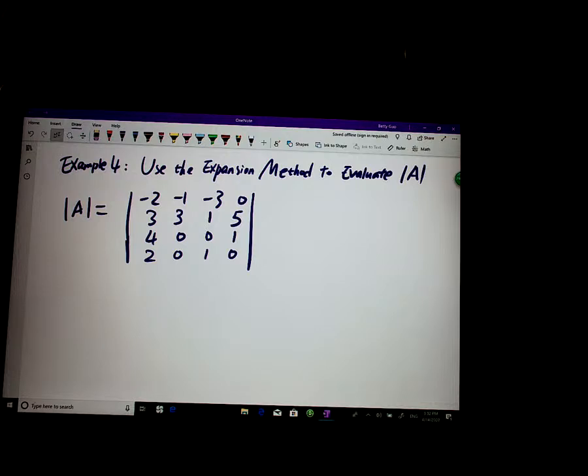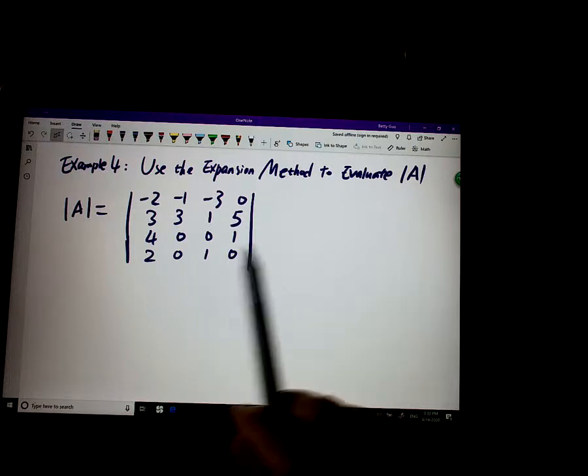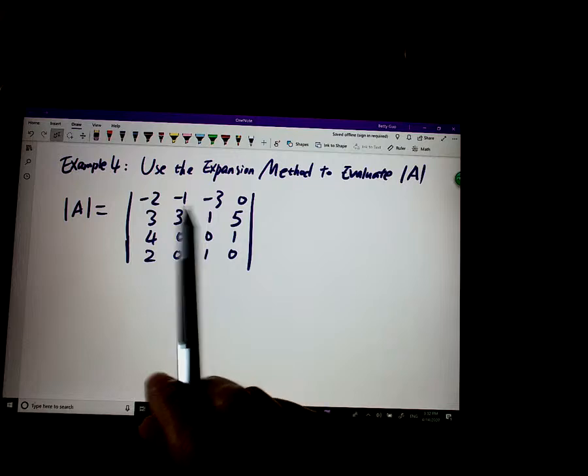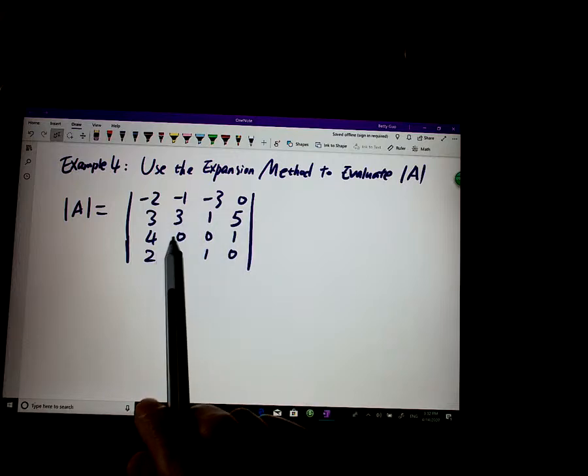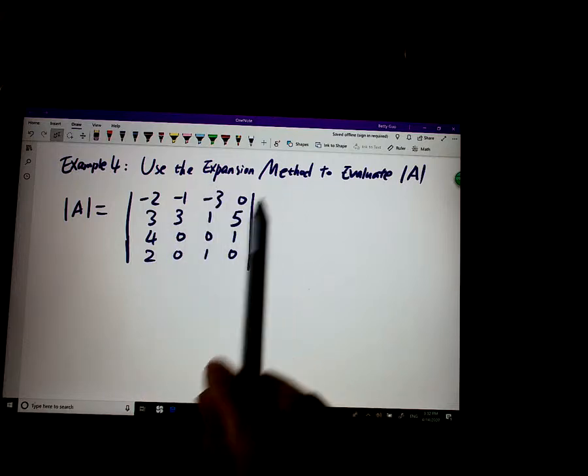We continue evaluating determinants. Example 4. Use the expansion method to evaluate the determinant. This determinant has 4 rows, 4 columns. It's a 4 by 4. Then the first method in the previous example, the green line, pink line, would not apply here. So the only way we could evaluate this determinant is the expansion method.